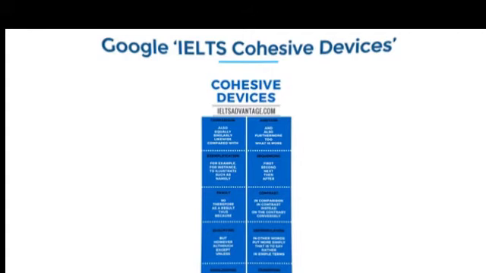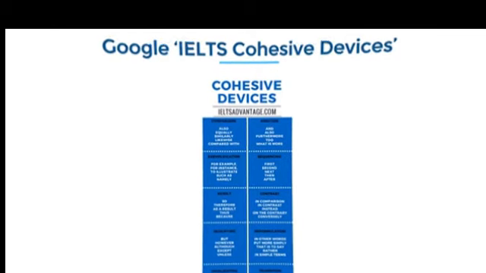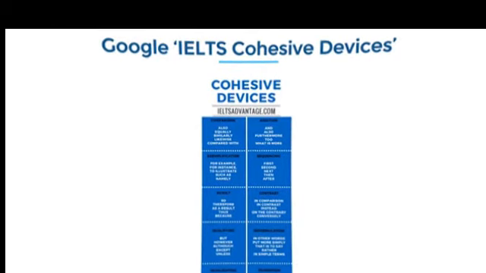So if you want more information on cohesive devices, you can download this infographic PDF that I created. Just Google IELTS cohesive devices or IELTS Advantage cohesive devices, and it'll take you to a full article, and it will give you this PDF download. You can have a look at this. It takes a long time to explain all of this, and the article does that. So after the video, have a look there, and you can really get into it there. I'm not going to get into it anymore here because the video would be too long if I do that.